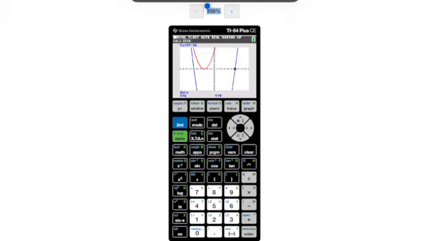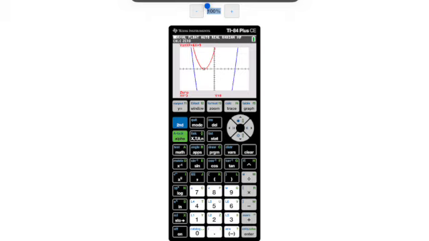That's the red one. We can see it appears that it only crosses once. So let's calculate. Second trace to calculate the zero. So the left bound, make sure you go up to get on the other curve. Left bound, I need it to be to the left of where the intercept is. So I'm looking to set up the intercept somewhere in between these two boundary lines that I selected.